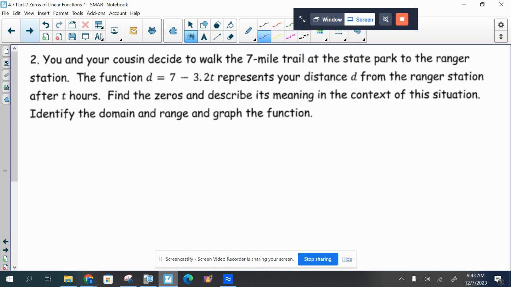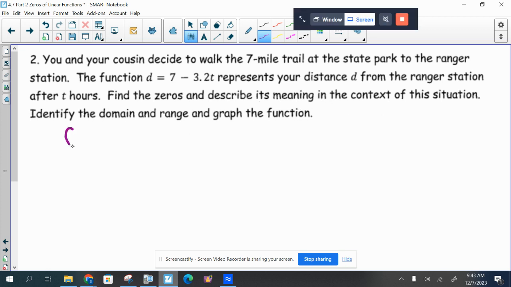All right, number 2. You and your cousin decide to walk the 7-mile trail at the state park to the ranger station. The function d equals 7 minus 3.2t represents your distance d from the ranger station after t hours. And it's minus because the distance you have left to travel is getting closer to 0. Find the 0 and describe its meaning in the context of this situation. Identify the domain and range.